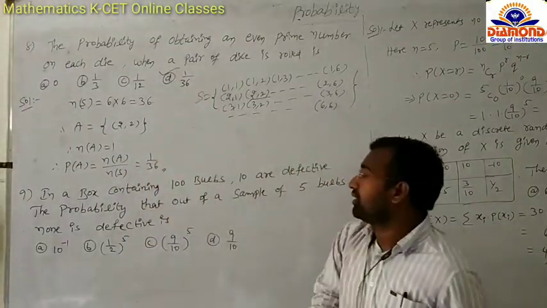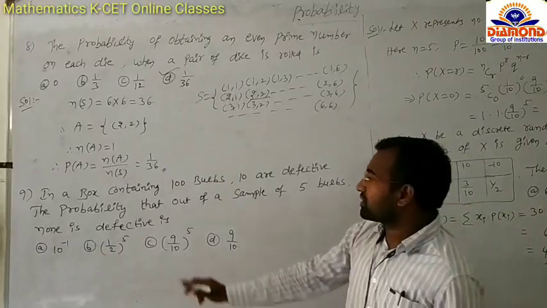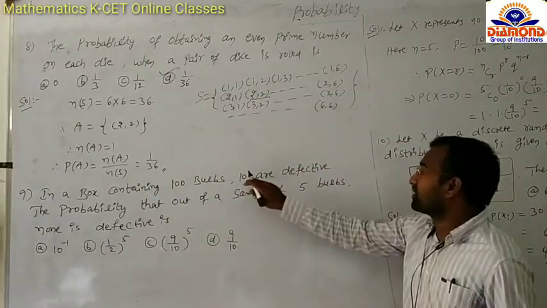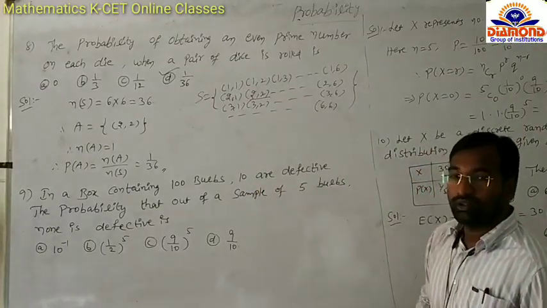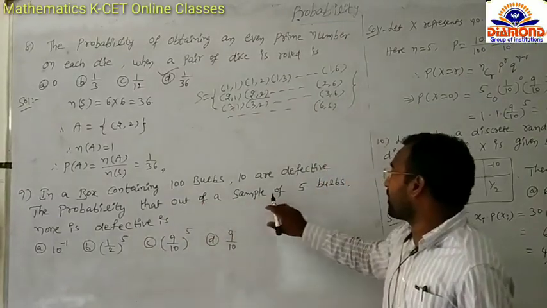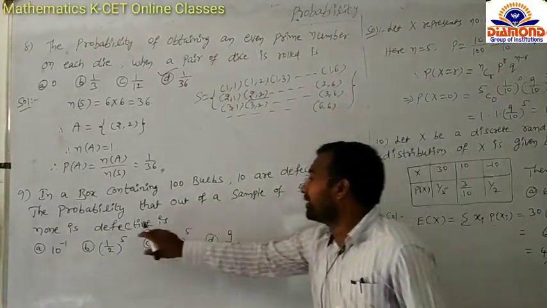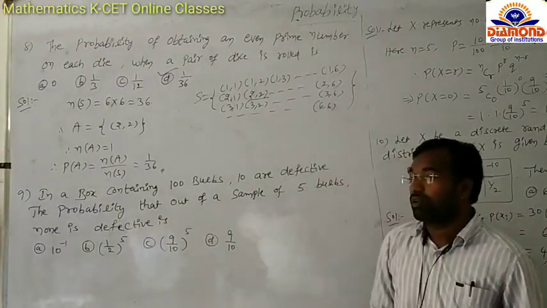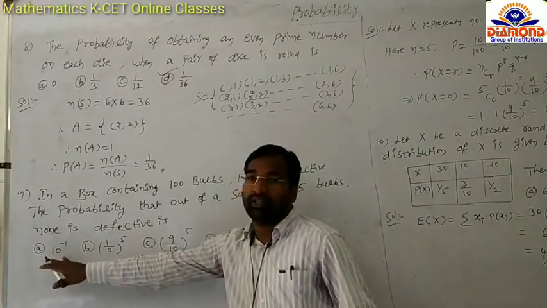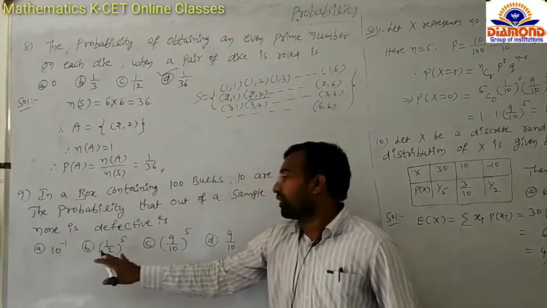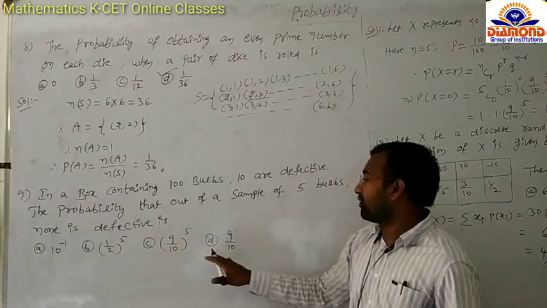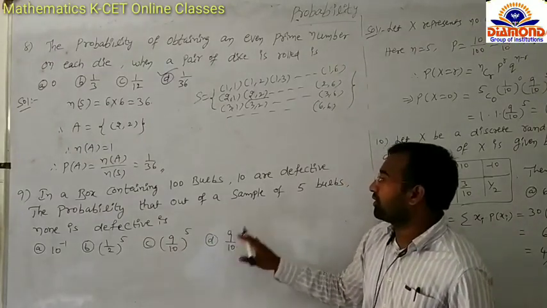Option D. Next question. In a box containing 100 bulbs, out of which 10 are defective, the probability that out of a sample of 5 bulbs, none is defective is: first option 10 power minus 1, which is nothing but 1 by 10. Second option 1 by 2 power 5. Third option 9 by 10 power 5. Fourth option 9 by 10.